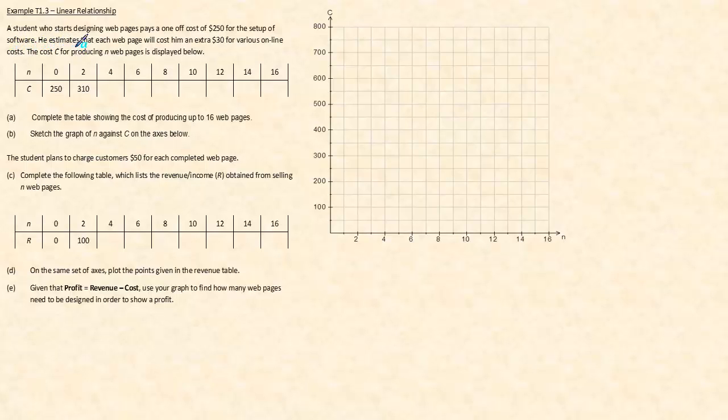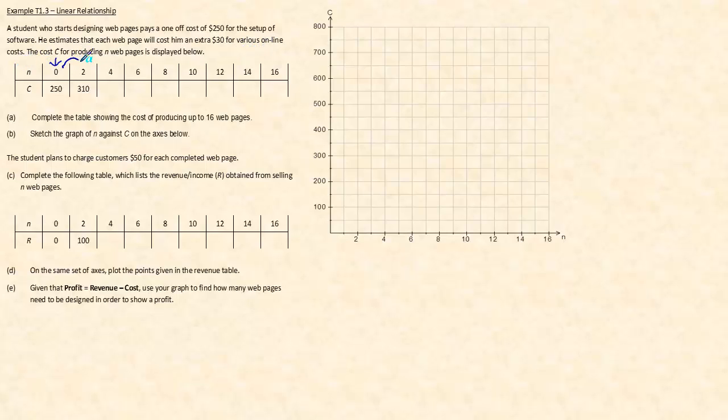A student who starts designing web pages pays a one-off cost of $250 for the setup of software. We can see that just here. If he doesn't produce any web pages, he still pays $250. He estimates that each web page will cost him an extra $30 for various online costs.